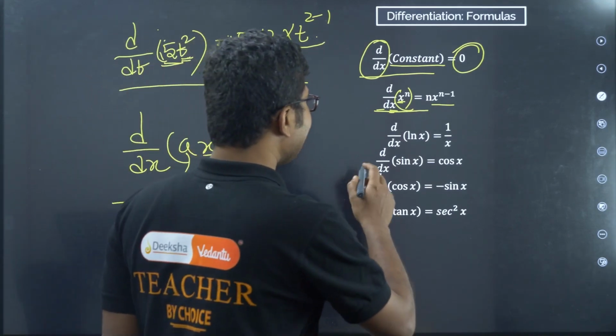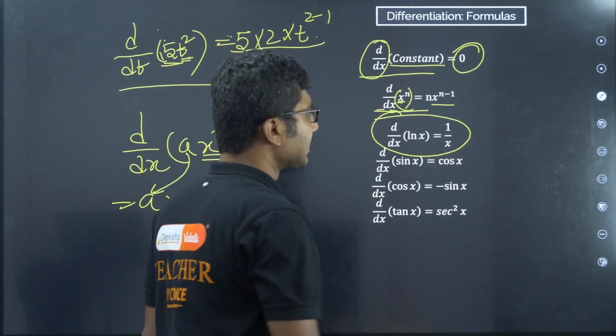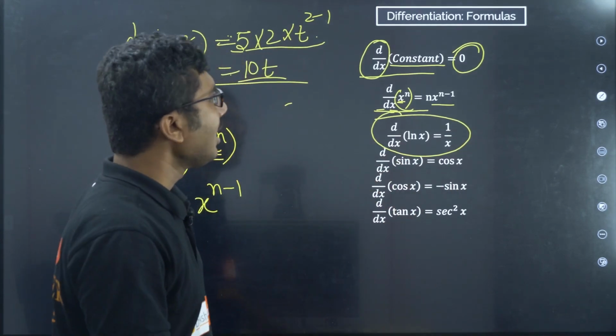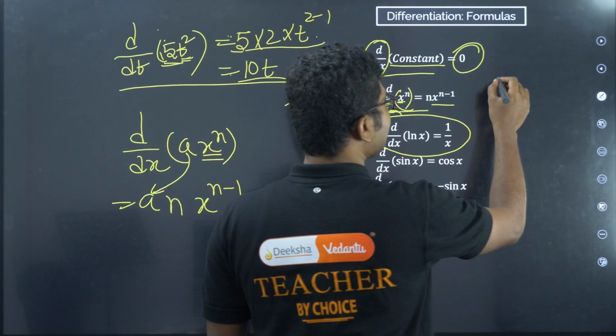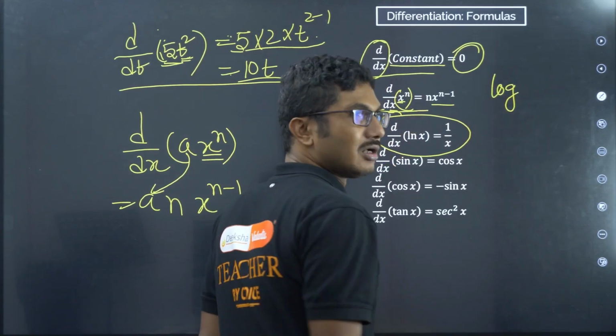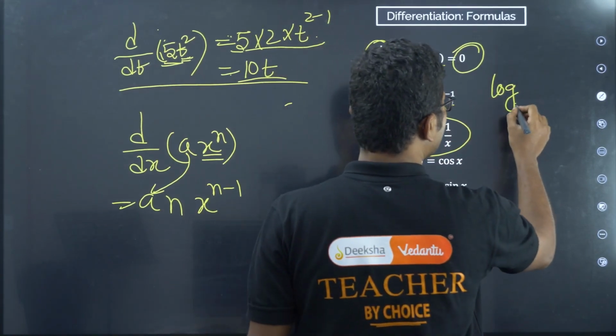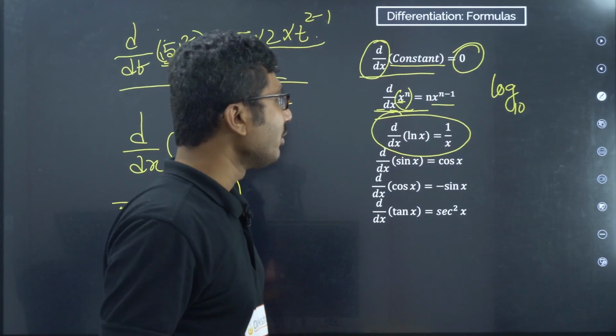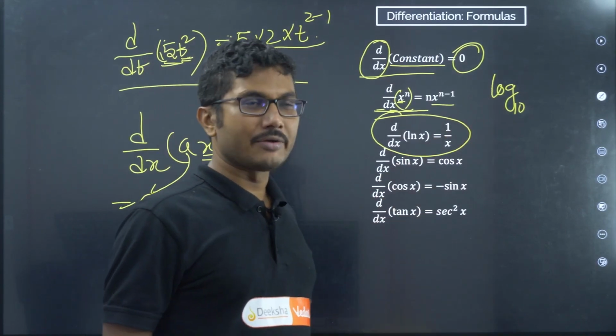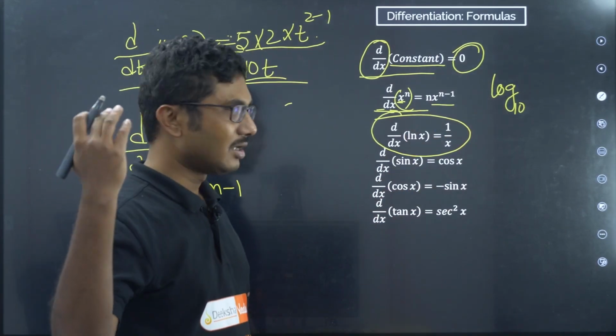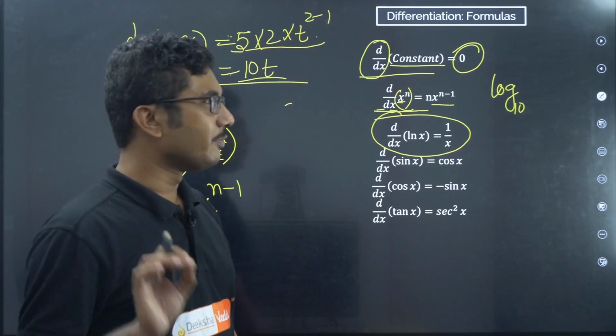Now next is d dx of ln x. Ln, what is the meaning of ln? You will learn something in future. There is a term called log. Log means basically it's represented by a ratio. Okay, log is given by 10. I will explain that log part in our algebra part for a brief while.